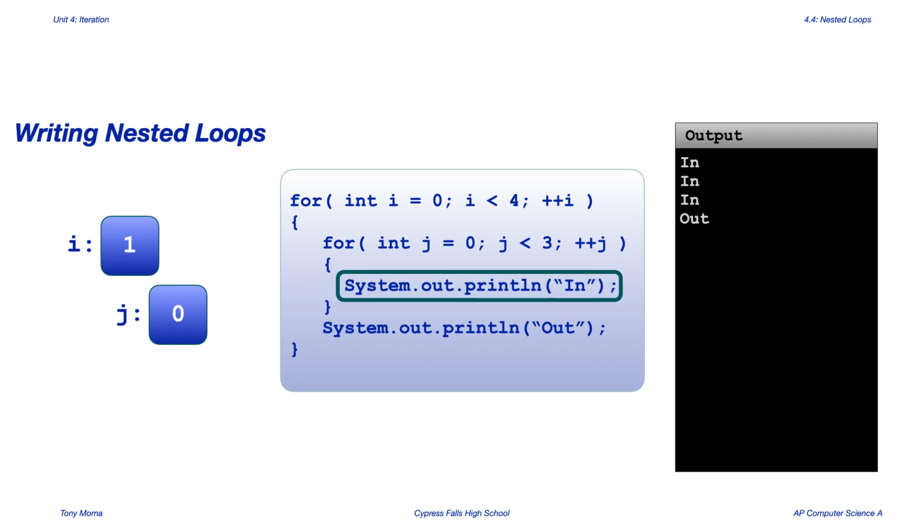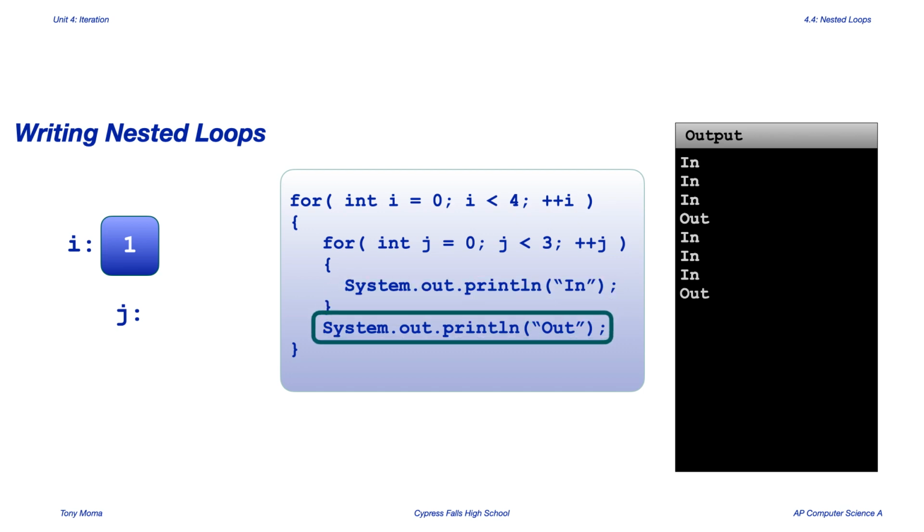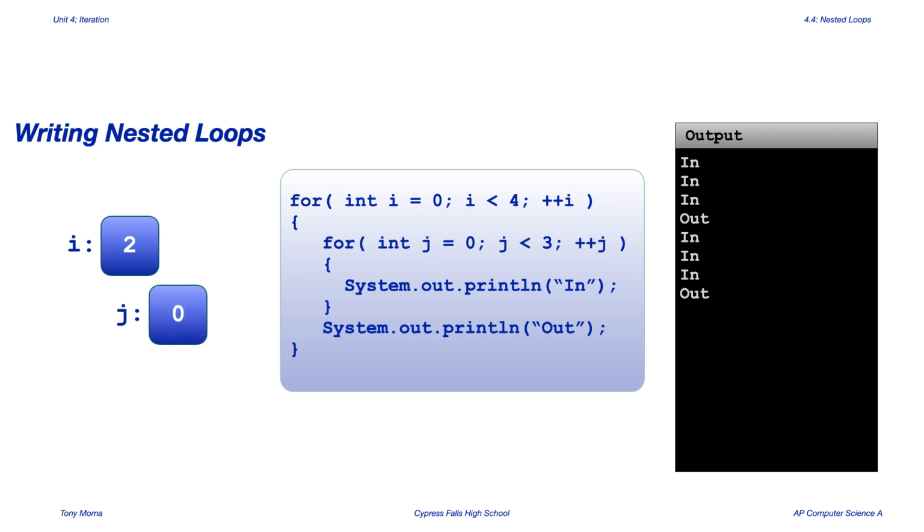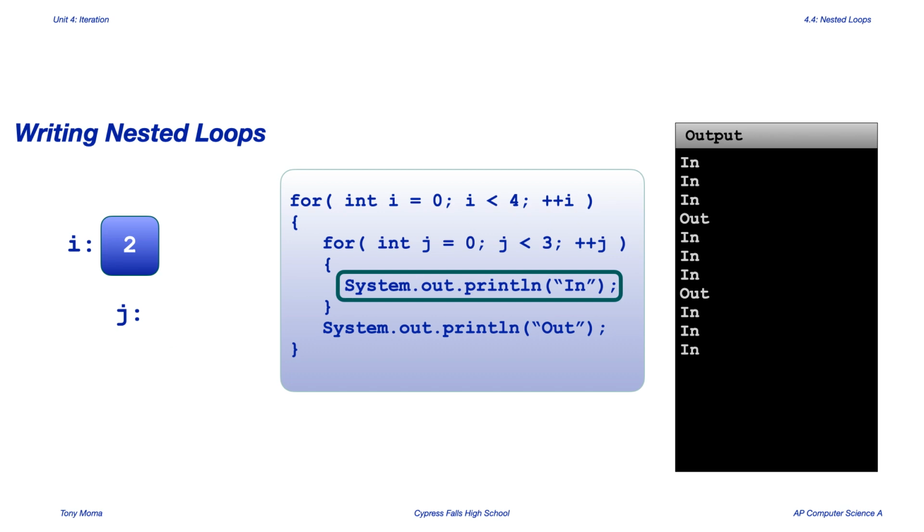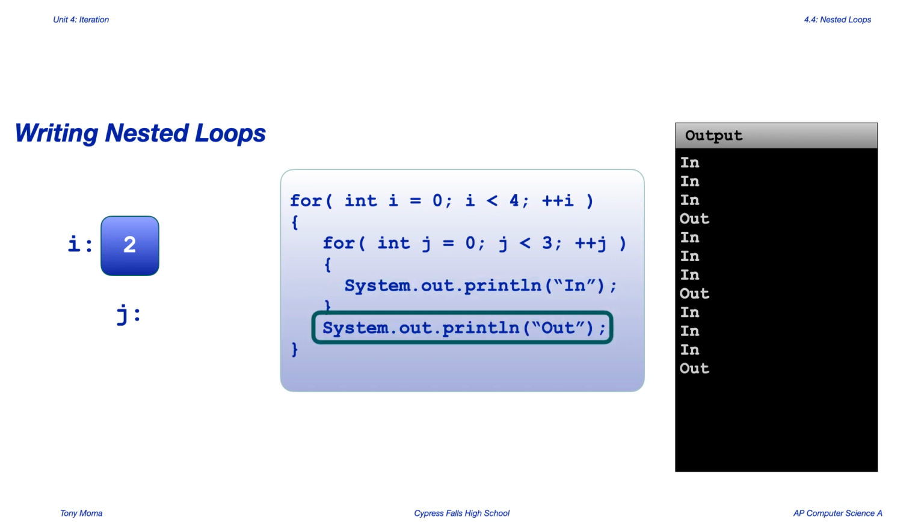Now i becomes 1, back inside, j gets reset to 0. Back inside the inner for loop, print "in", j becomes 1, print "in" again, j becomes 2, print "in" again. Inner for loop complete. On to the next statement, print "out", and that completes the second iteration of the outer for loop. i is not equal to 2 yet, so we come back inside, j is reset to 0. Inside the inner for loop, we print "in", then j becomes 1, print "in" again, j becomes 2, print "in" again, then the inner for loop is complete. On to the next line, we print "out", and that completes another iteration of the outer for loop.